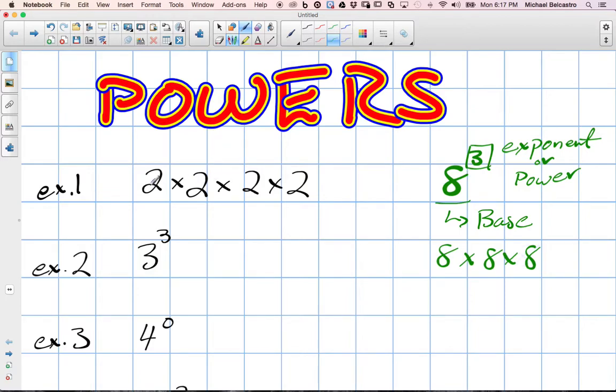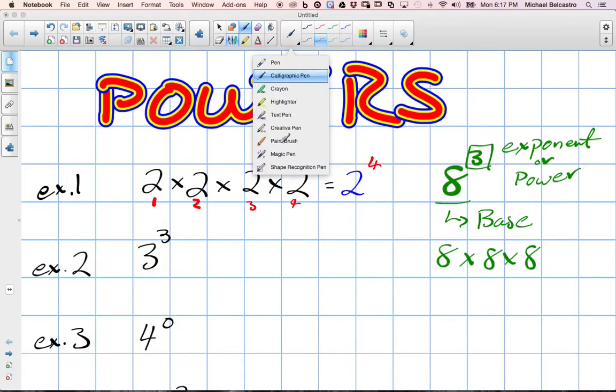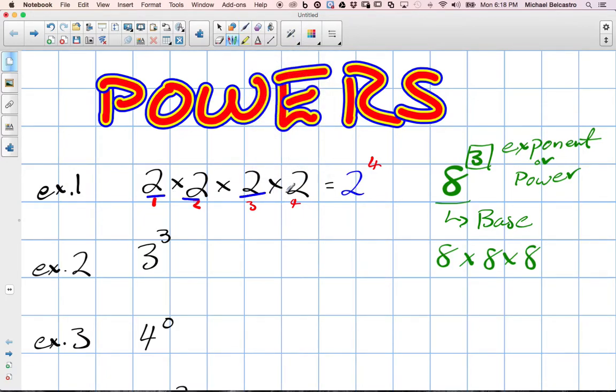I have 2 times 2 times 2 times 2. I want you to write this as an exponent. First of all, what's the base in this question? 2. Yeah, the base will be 2, so I'll always write the base in blue, let's say. And what would the power of this one be? We'll write it in red. 4. Yeah, that's right, because there's 1, 2, 3, 4. 2 to the power of 4. And what that means is just the number 2 times 2 times 2 times 2. And we'll talk about how to evaluate that after.